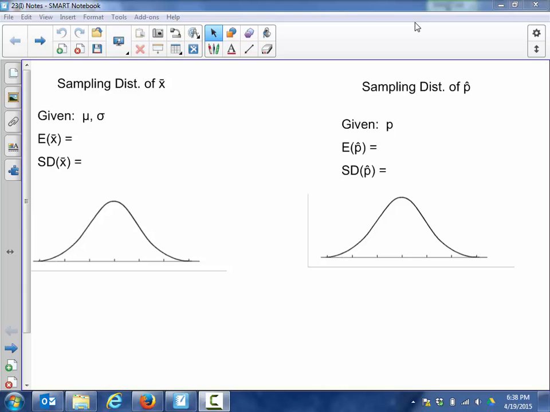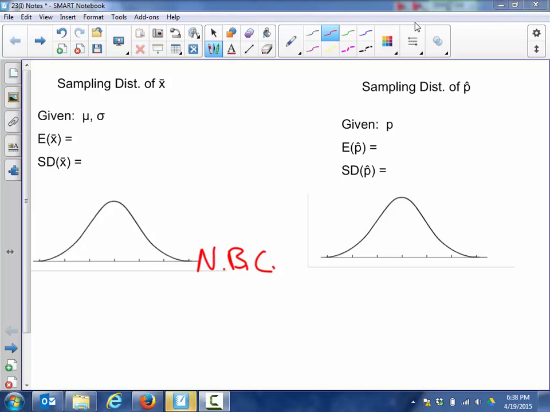All right, sampling distribution of X bar. This we talked about in Chapter 18. And this was actually the last time we talked about sample means through those 5 chapters. Okay, so the way that it worked is you could use a normal bell curve so long as you had given to you the population mean and the population standard deviation.